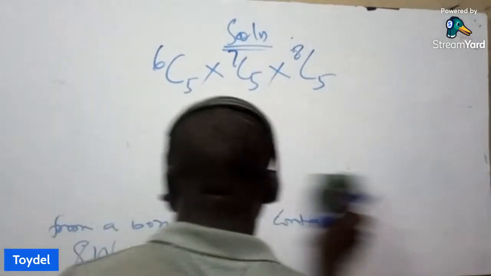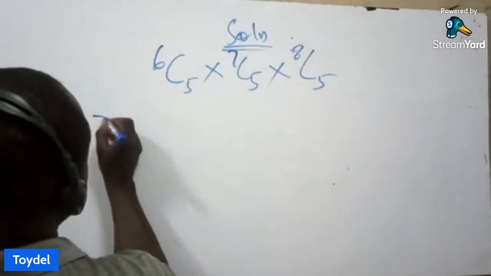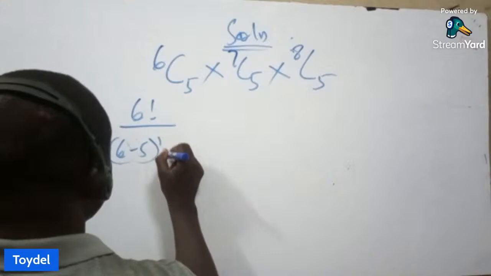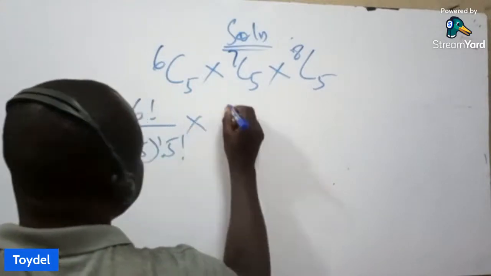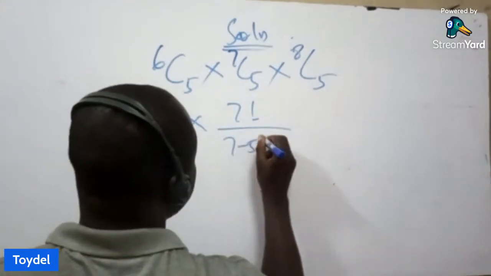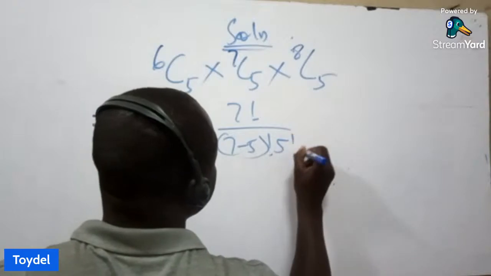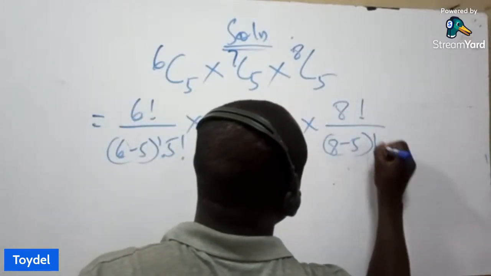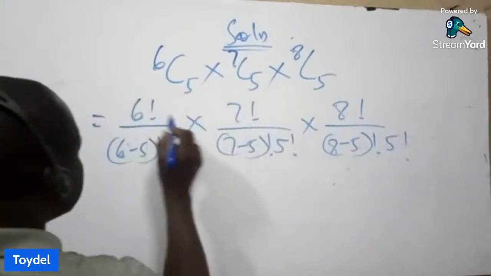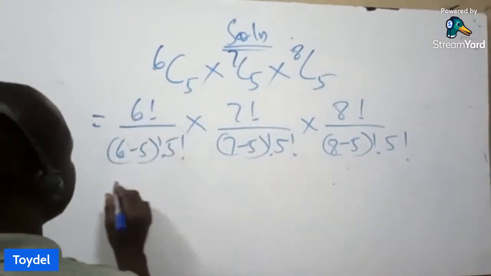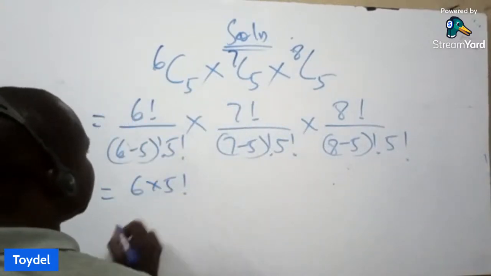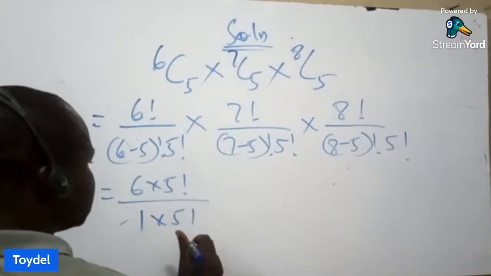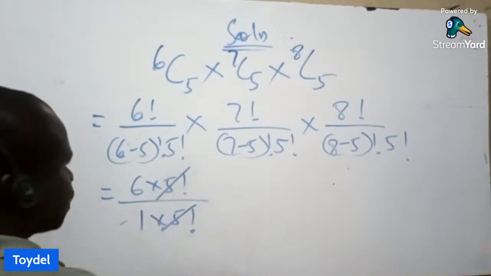Then if we solve this now, this gives us 6 factorial all over (6 minus 5) factorial 5 factorial. Then multiply by 7 factorial all over (7 minus 5) factorial 5 factorial. Then multiply by 8 factorial all over (8 minus 5) factorial 5 factorial. Since I have 5 factorial, I will reduce this. I'm going to have 6 times 5 factorial. 6 minus 5 factorial, that's 1 factorial. That is 1. Multiply by 5 factorial. So 5 factorial can take care of 5 factorial here.